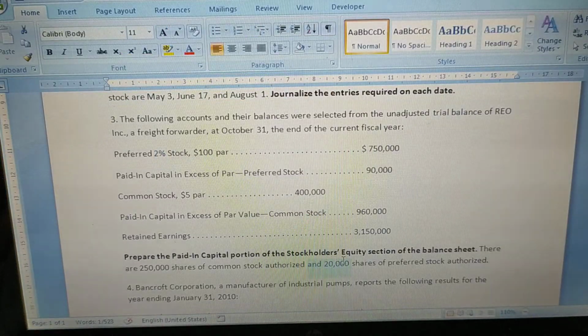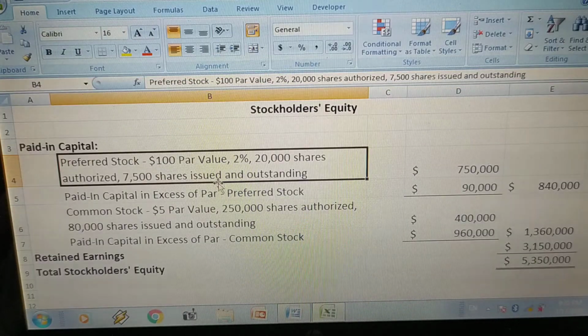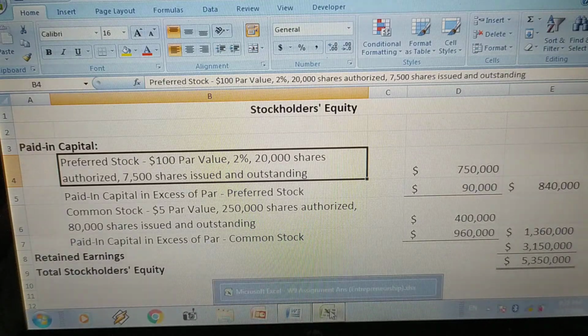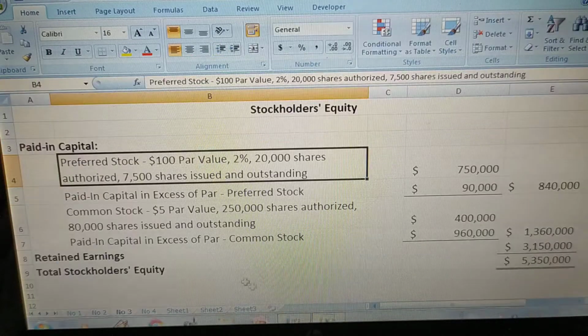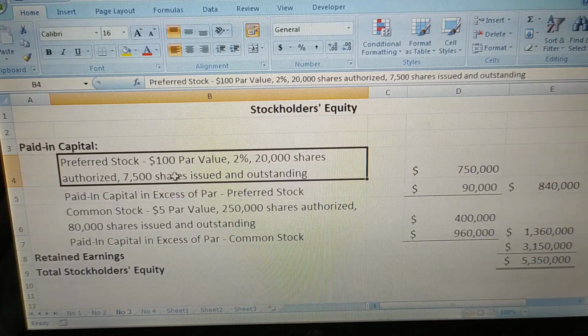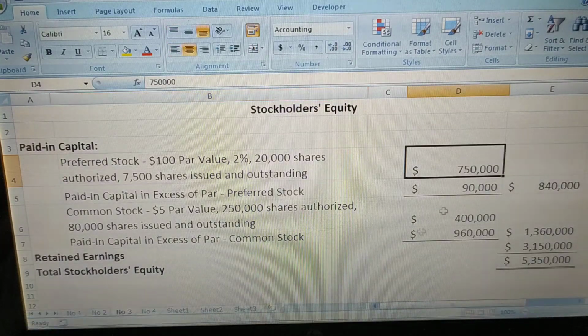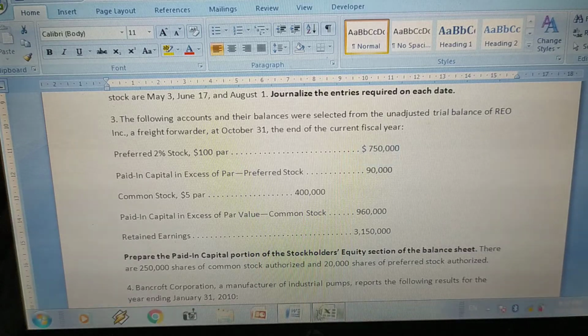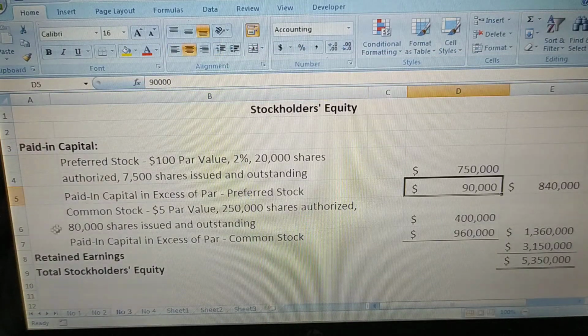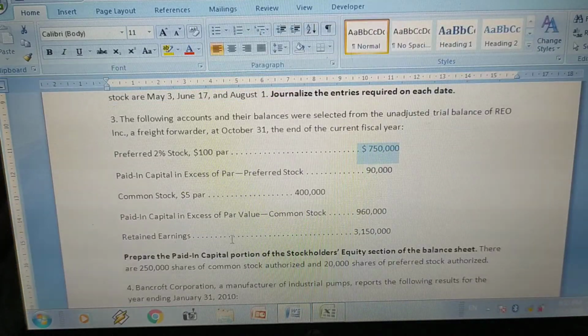It is from here. And then 7,500 shares issued. How can you get that? You just use 750,000 divided by 100. So you get 7,500 shares issued and outstanding. Then you add the value from the data. And then paid-in capital in excess of par, preferred stock, 90,000, just write it. And then common stock is the same.